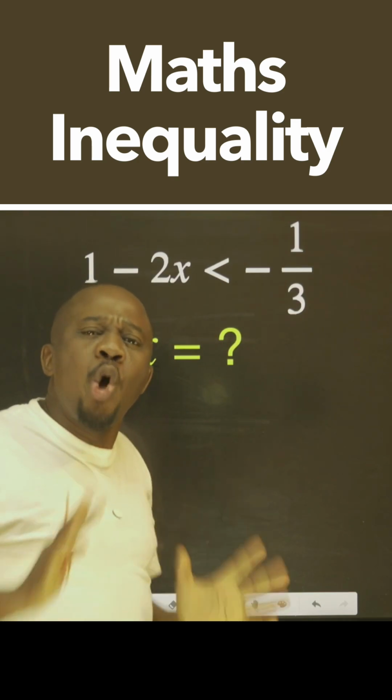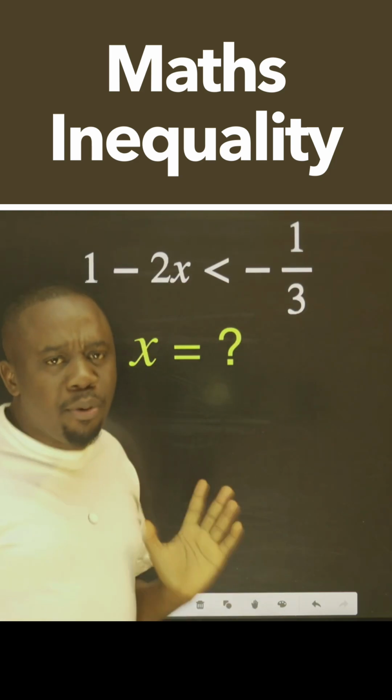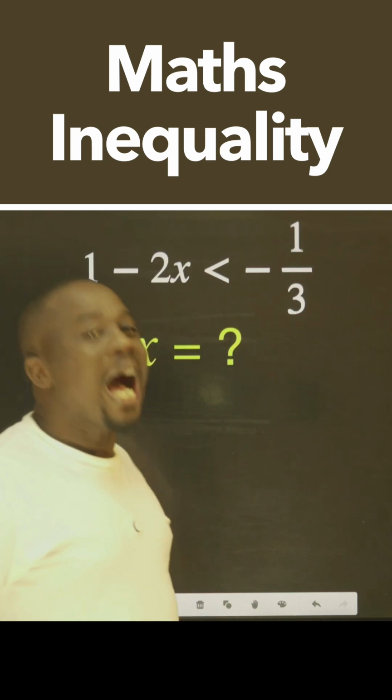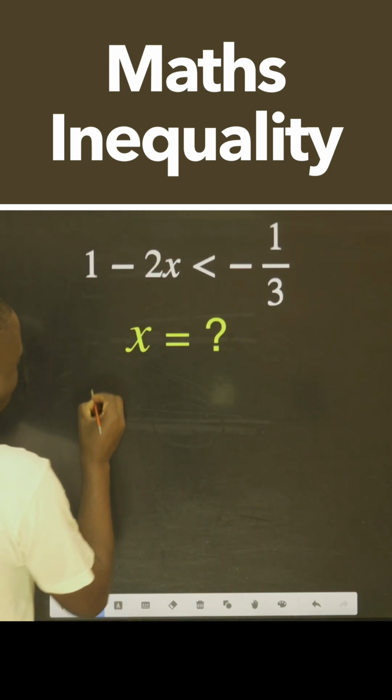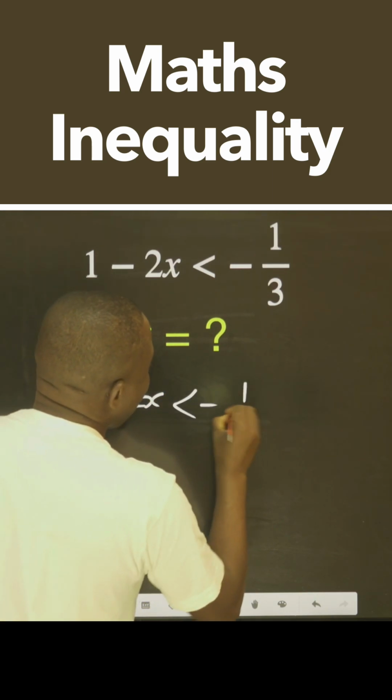S wants to be alone. S doesn't want to share location with anybody. So S will be here, and every other thing will be on this other side. How do we do that? The first thing we need to do is to rewrite this: 1, 2x, 1 over 3.